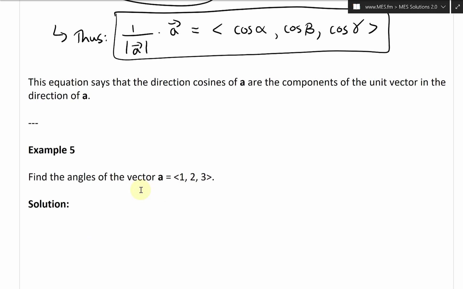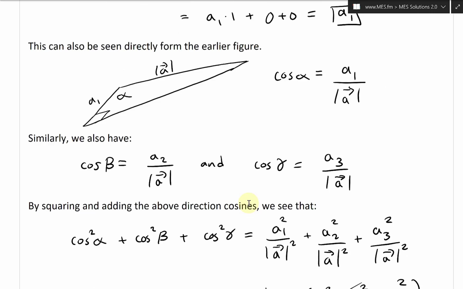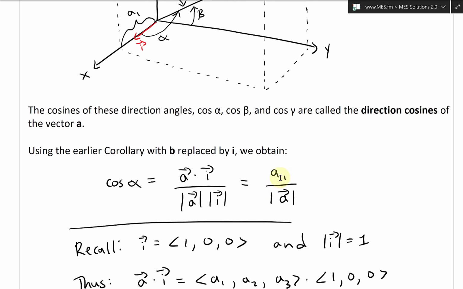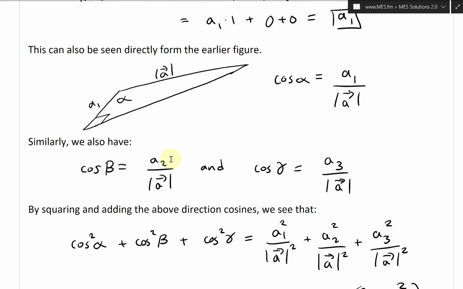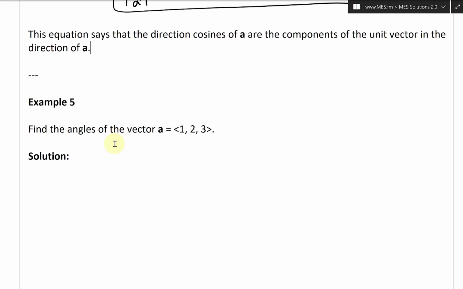Alright, so now if we were to solve this, we know that the direction cosines are just going to be A1 over the length A, or A2 over length A, or A3 over length A. So to find the angle, but we're never asked to find the angles of it. So first we need to get the length first.